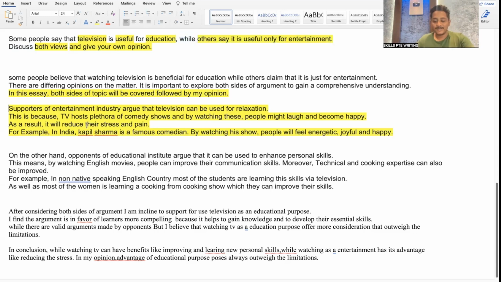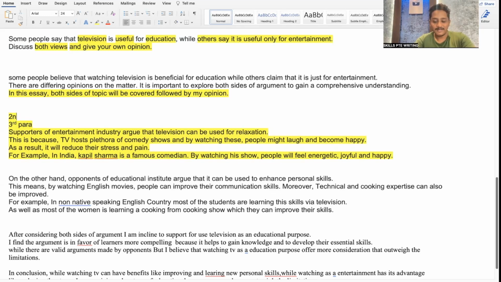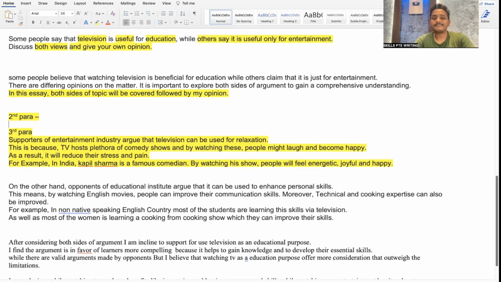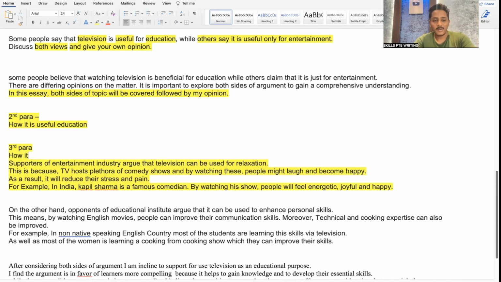So, how should this have been done? This should have been in the third para. That's the reason. Second para, you talk about how it is useful for education. Third para, you say how it is completely useless and helps only for entertainment and nothing else.